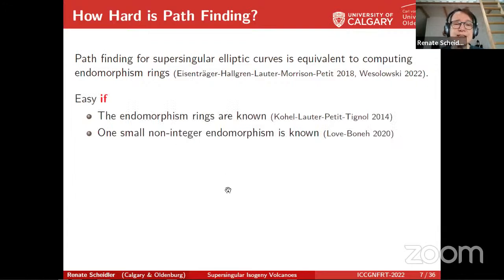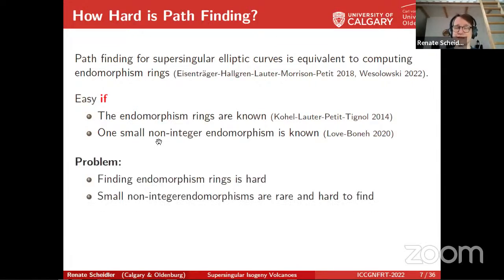And we know that pathfinding is easy under two possibilities: if the endomorphism ring is known, or if just one small endomorphism is known, small meaning small degree. So if you have a small degree endomorphism on the curve, then that problem becomes really easy. But the difficulty is that this is a giant if, because finding the endomorphism ring is hard. And sorry for the spelling error here. Small endomorphisms are very rare and they're extremely hard to find. So you can't really get your hands on any of these things.